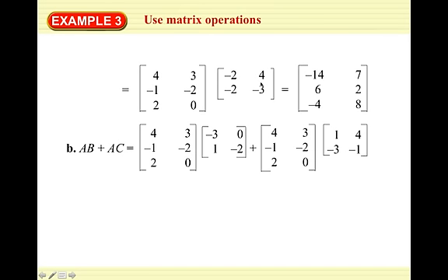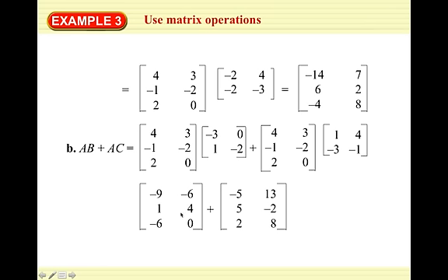All right, AB plus AC, we're going to do our multiplication first and then add. So same process for the multiplying. And so we get [negative 9, negative 6; 1, 4; negative 6, 0] plus [negative 5, 13; 5, negative 2; 2, 8]. Take time, stop, and make sure you get the same thing when you multiply. Remember, we're doing the rows times the columns. So let's see, that would be negative 12 plus 3 is negative 9. 0 plus negative 6 is negative 6. So go through and do that and make sure you come up with the same values.